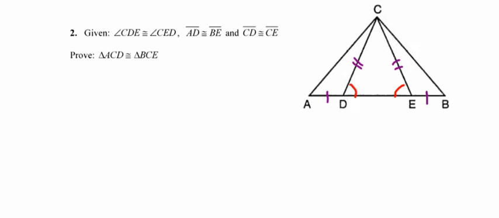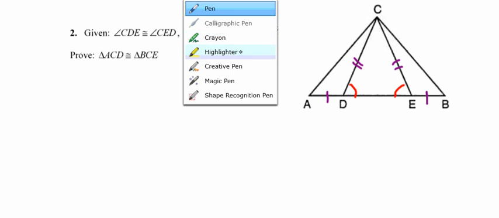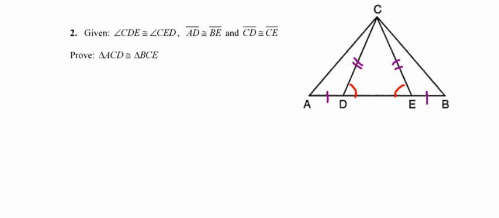And because we've got lots of triangles running around in this picture, I'm going to get my highlighter out and highlight the triangles that we're trying to prove congruent. Triangle ACD, that's that yellow one. We're trying to prove that congruent to triangle BCE. Beautiful. So that gives me a little bit more clear vision exactly which two triangles I want to focus in on here.